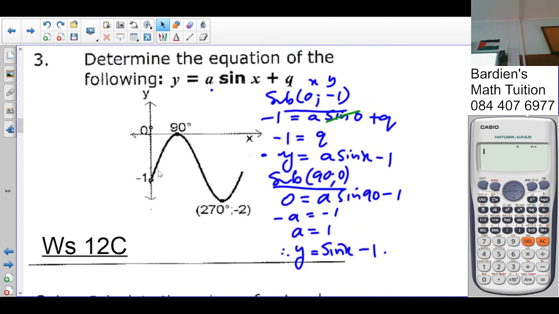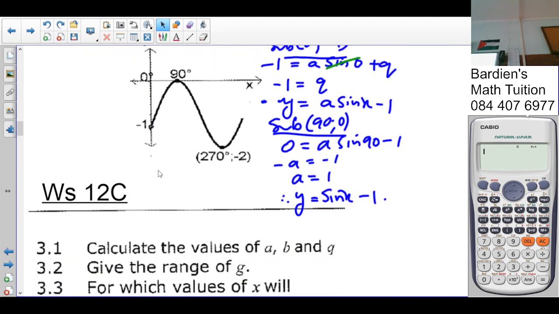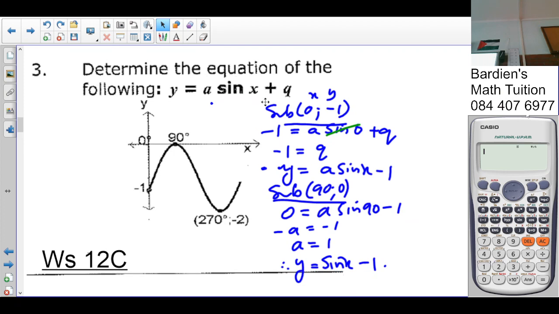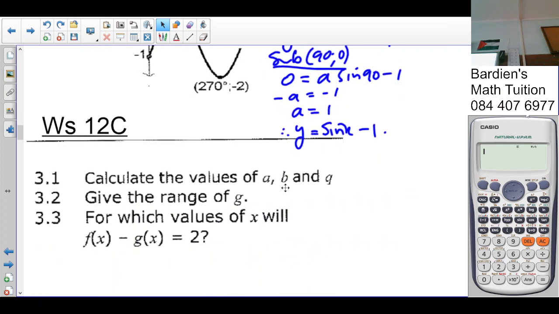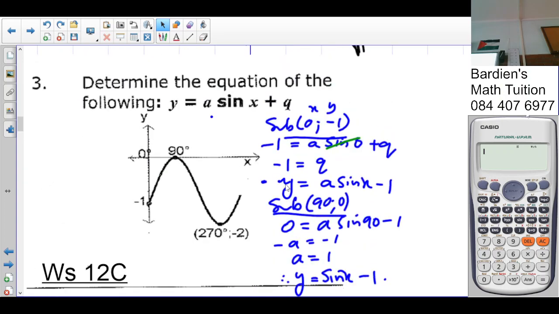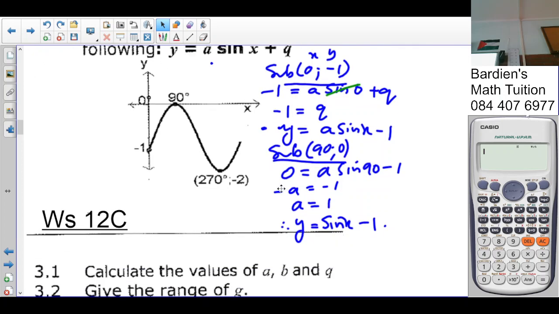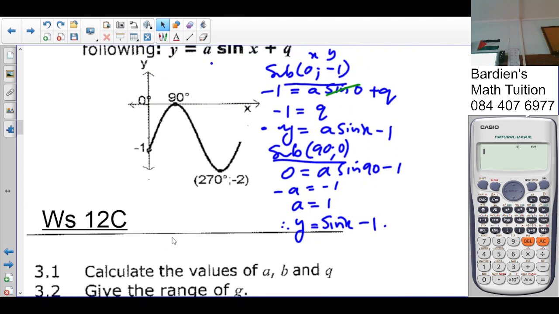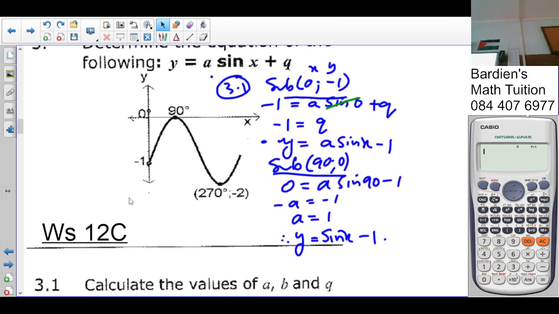Number 3. Oh, I just worked it out without even reading the question. Determine the equation, right? But now there's only an a and a q there. I see I got a b as well. Where's the b? Sorry? There's no b, okay? So let's look at the questions pertaining to this. Calculate the value, so that is 3.1. Okay, we're jumping the gun there. I thought they were just asking you to determine the equation. Or probably number 4 is a b.